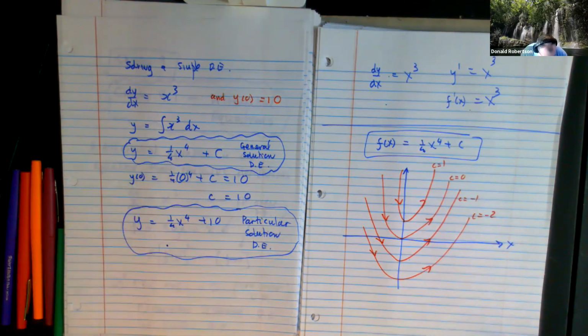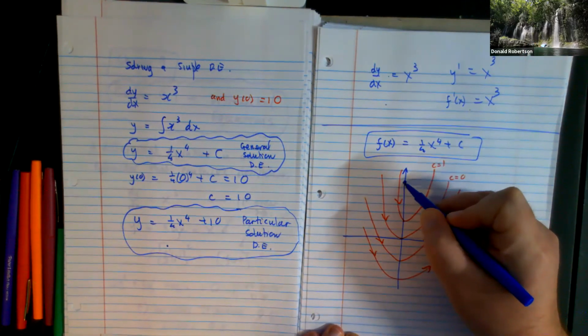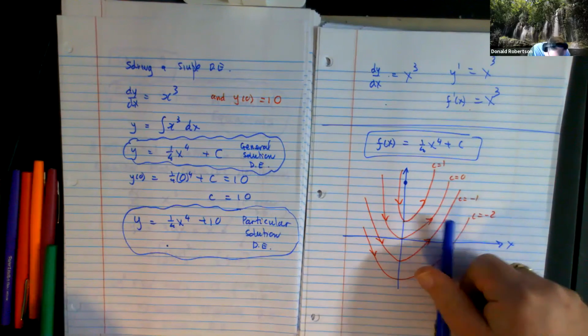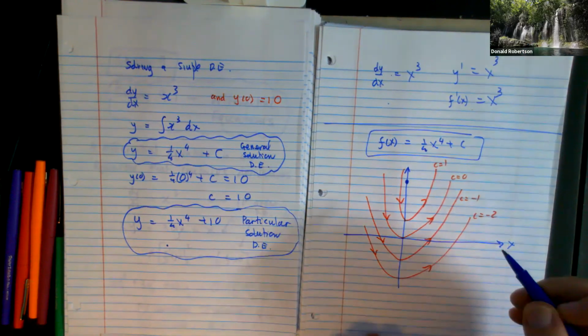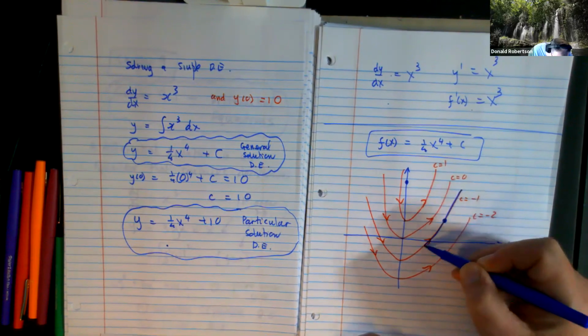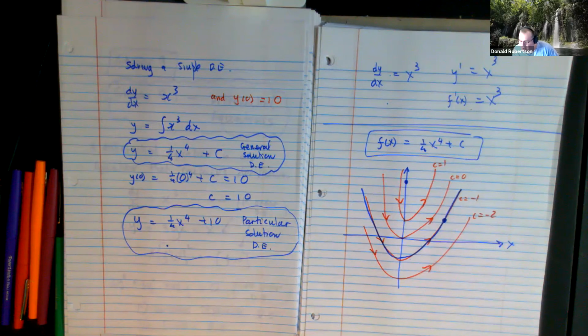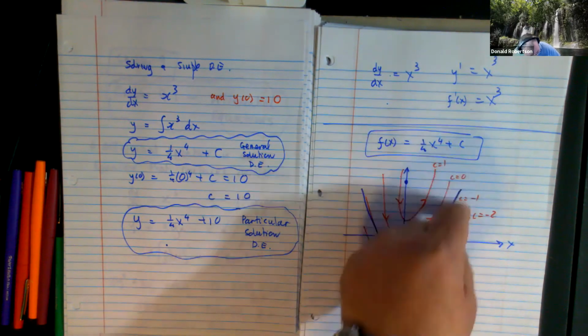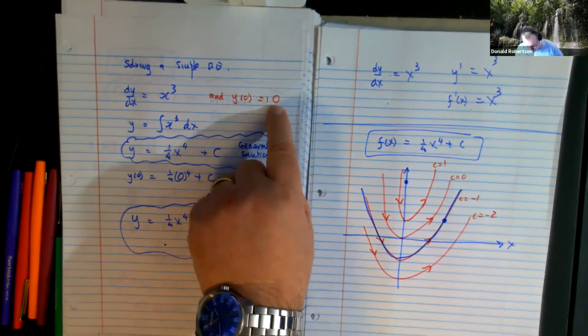Now, what happens when you tell me y of 0 is 10? Aren't you basically just telling me one point? But once you tell me that point, doesn't the curve have to pass through it? So if you tell me the coordinates of any point, won't the particular solution be this one curve? The general solution is all of them. The particular solution is just the one that has this point on the curve, which is kind of unique.